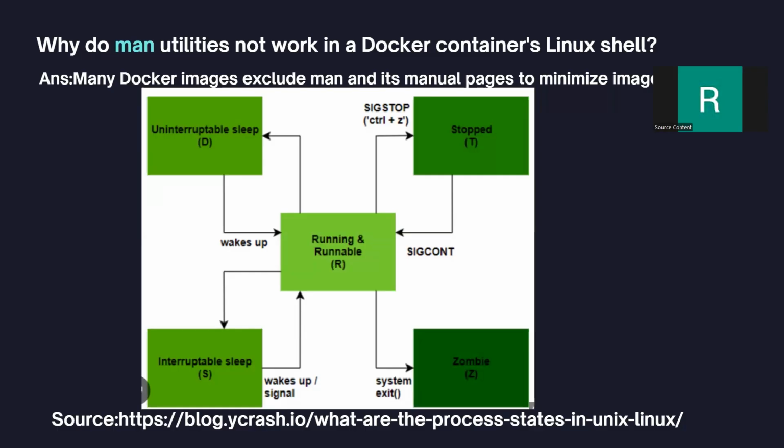And what is the stop signal? If you write control Z in the Linux environment, the SIGSTOP stop signal is sent, and the process stops. Then you have two options. If you send the SIGCONT command, it will go to the running state, otherwise it will stay in the stop state. One more state is also there: if you kill that, the process will be killed.